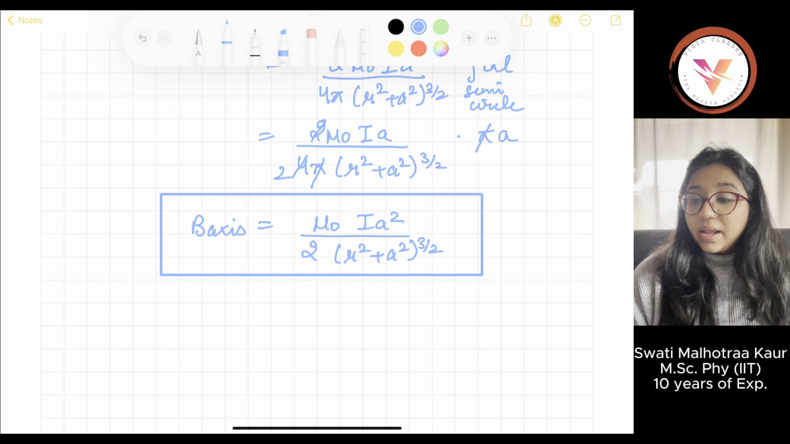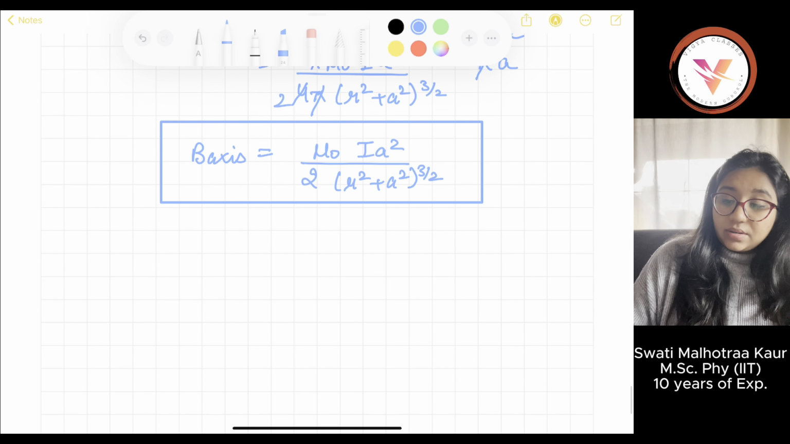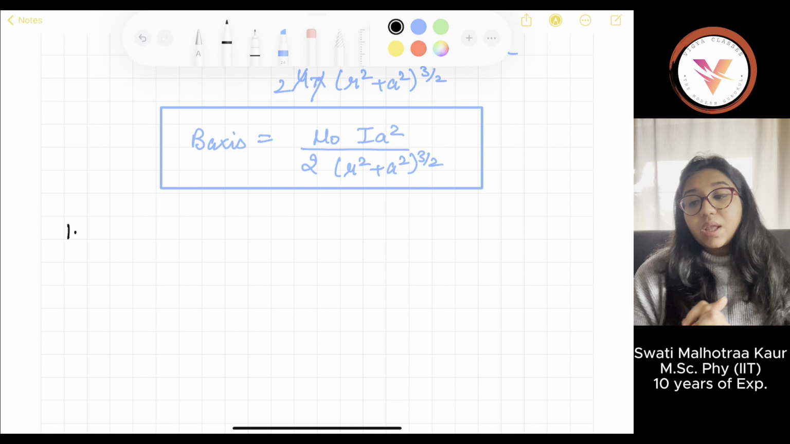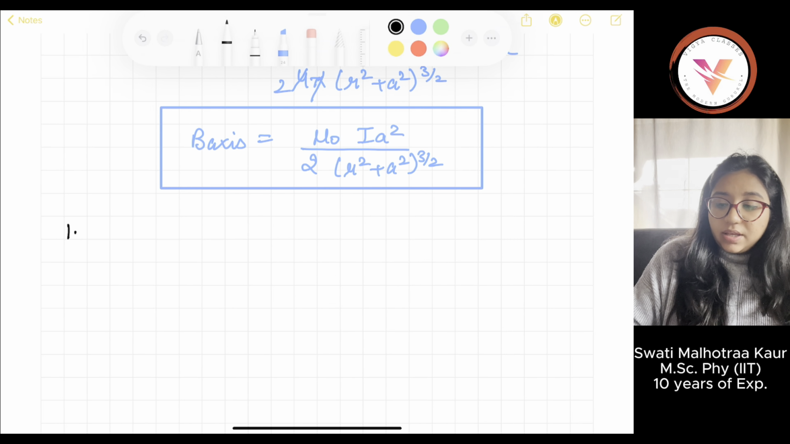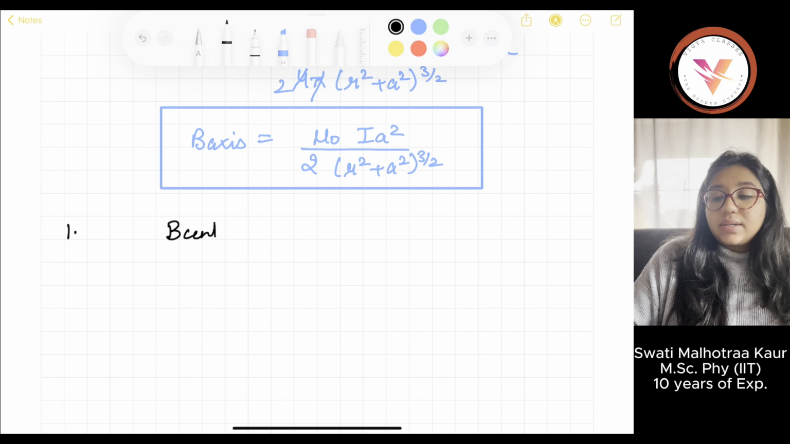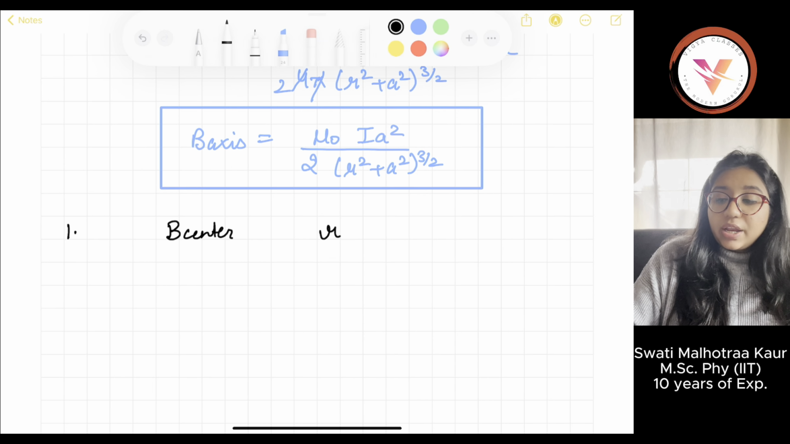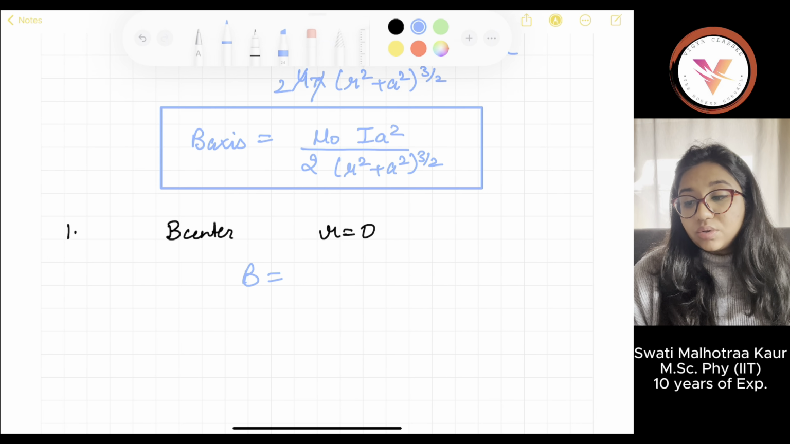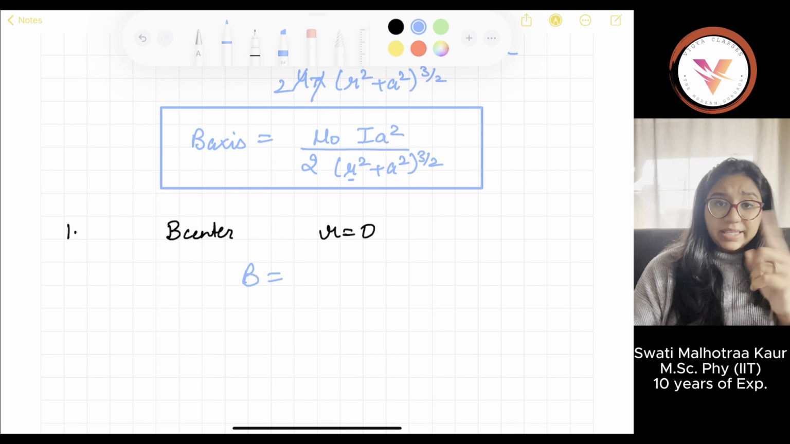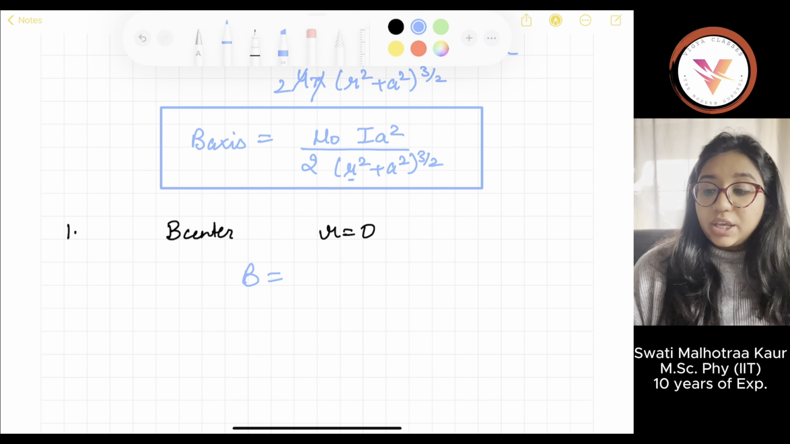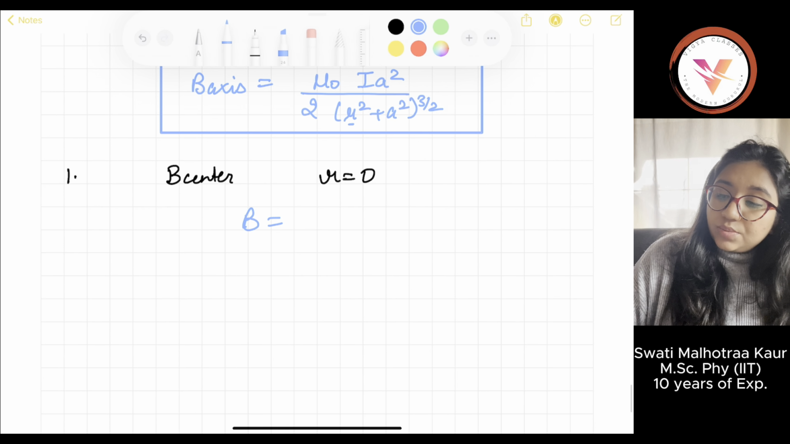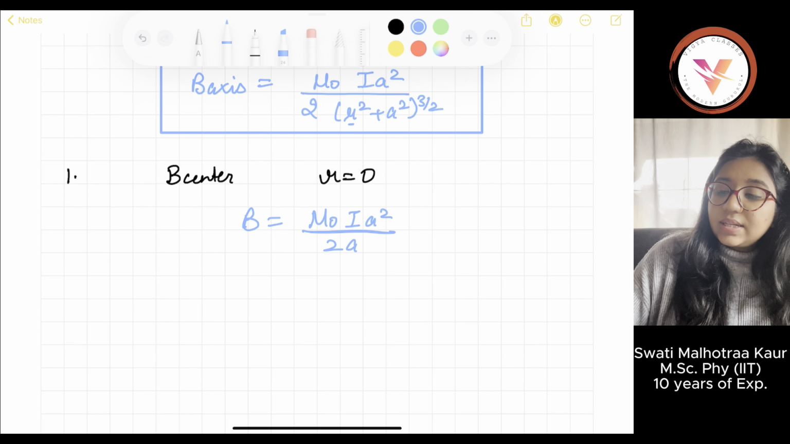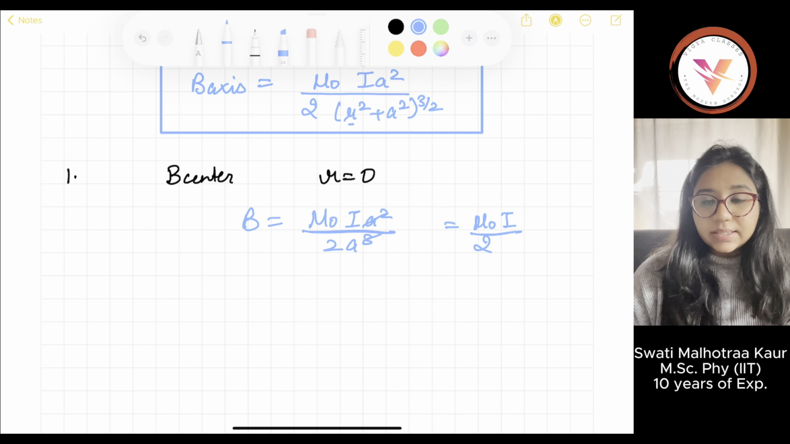Fine. Now again, we have some cases here. The first one is at the center. Very easy. If you have to calculate magnetic field at center, then r is equal to 0. And if you take r to be 0, then B would be what? This 0, and a square to the power 3 by 2 gives you a cube. So it is mu naught I a square over 2a cube, and this cancels and comes out to the same value which we have derived earlier.